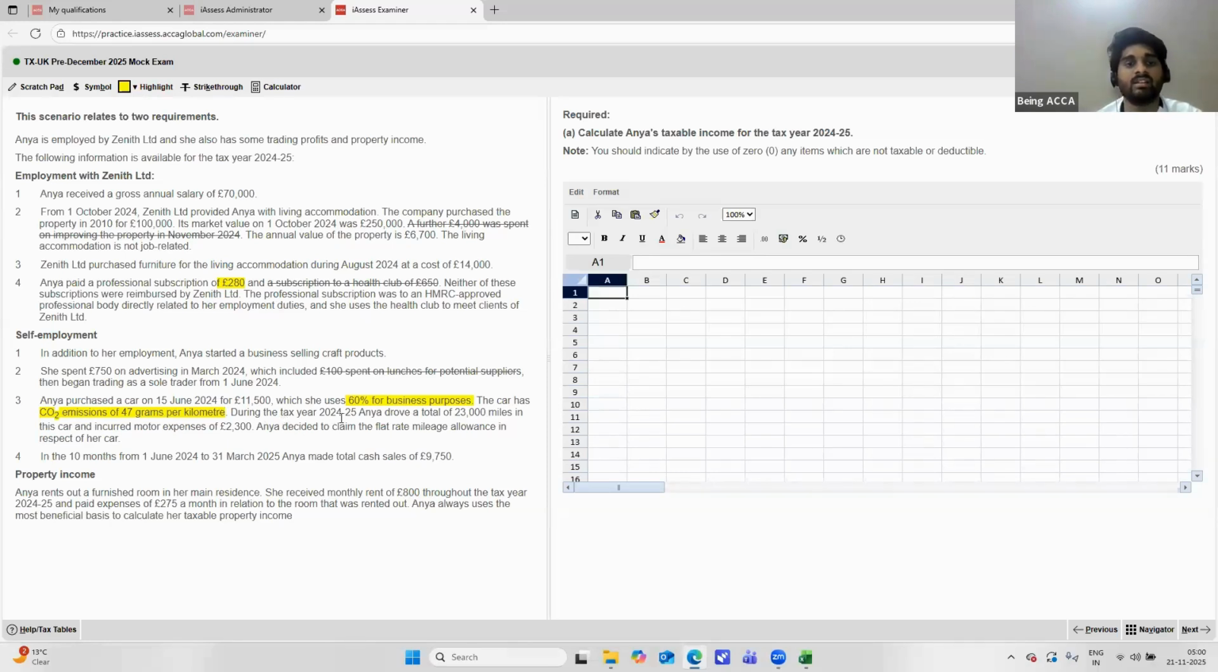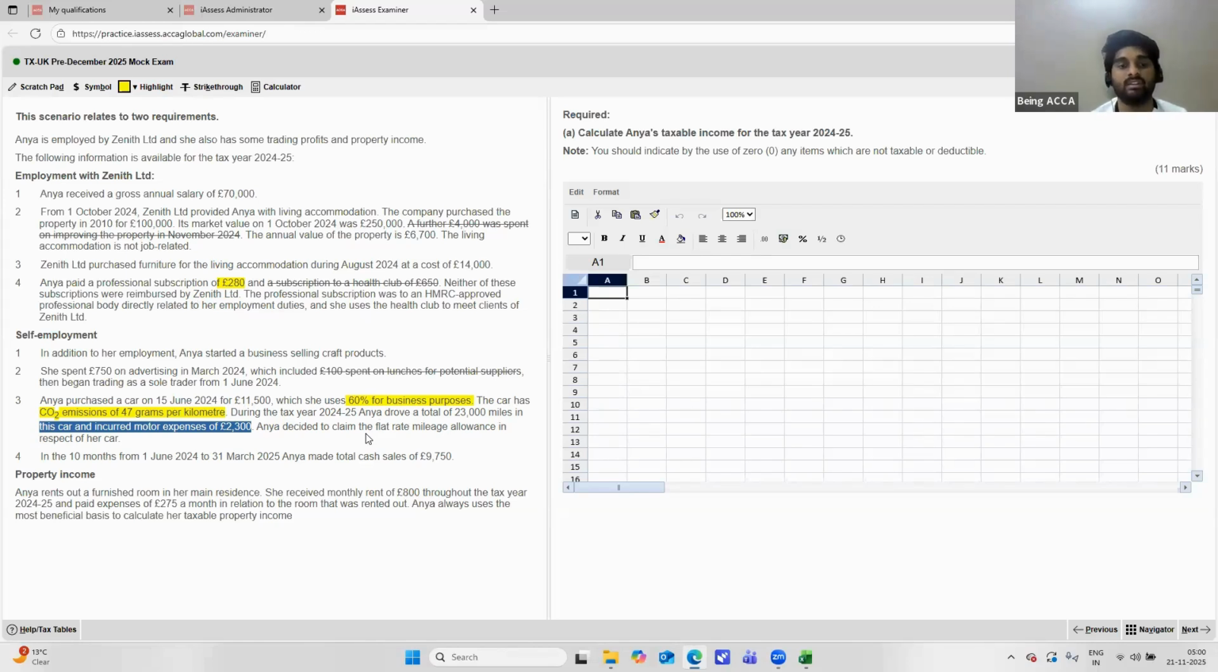During the tax year, Anya drove a total of 23,000 miles in this car and incurred motor expenses of 2,300. But of this 2,300, only 60% is relevant to the business, so only that proportion will be considered. After that, it has been mentioned, Anya decided to claim the flat rate mileage allowance in respect of the car.